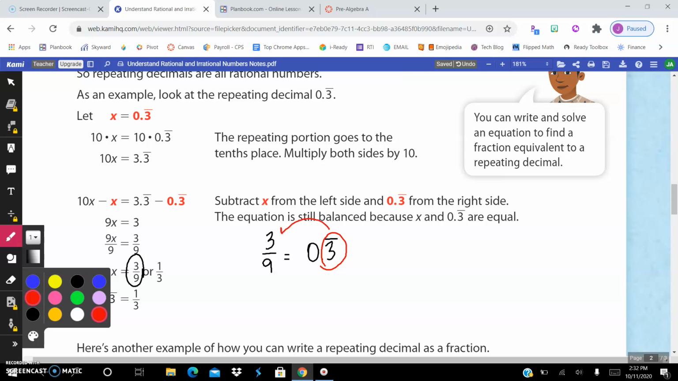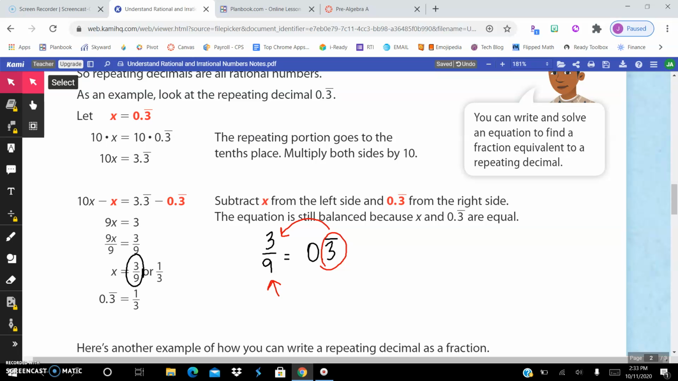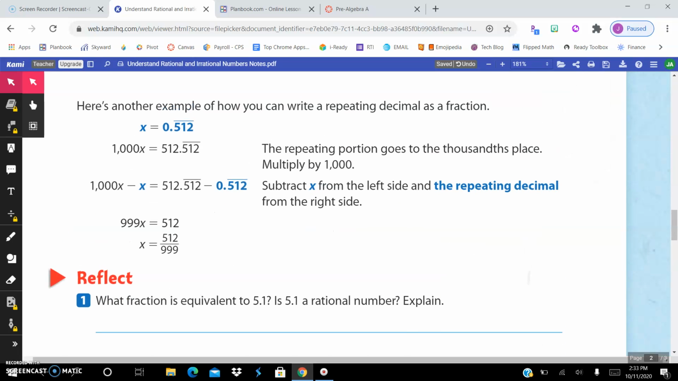So if you looked carefully, 3 was our decimal that repeats. So 3 got to be written as the numerator of a fraction. And then that 3 is actually in the tenths place. And if we take 1 less than 10, we have 9. So that's where our denominator came from. So there's a little bit of a shortcut method for you instead of doing all of this solving over here on the left-hand side.